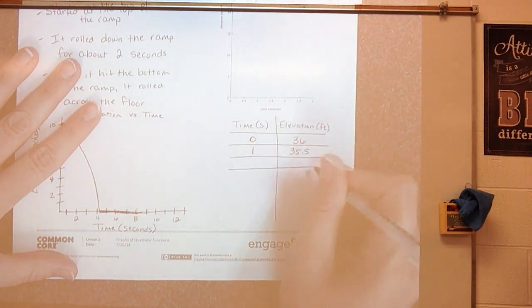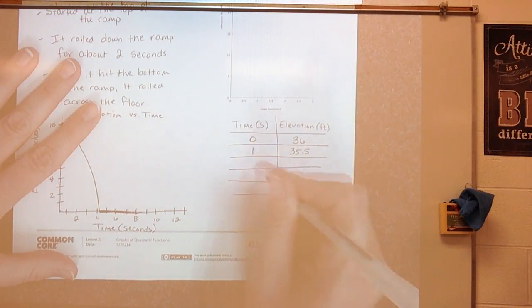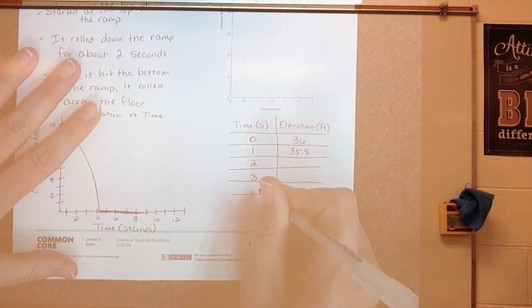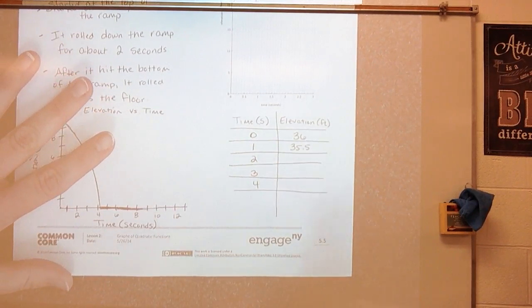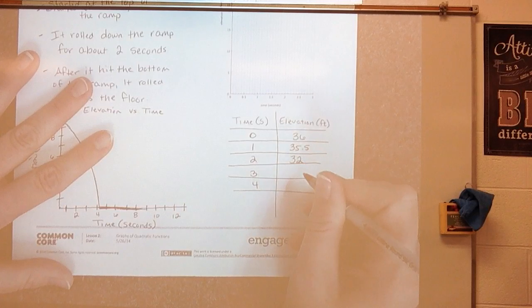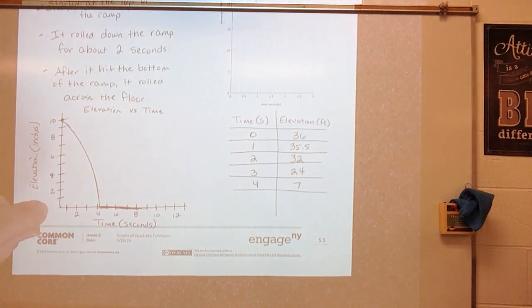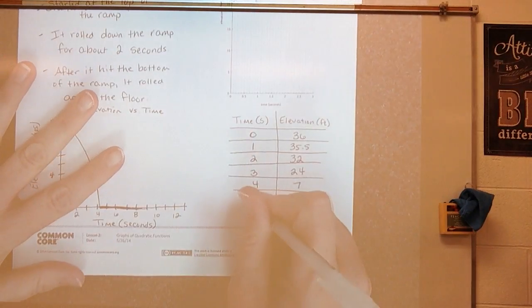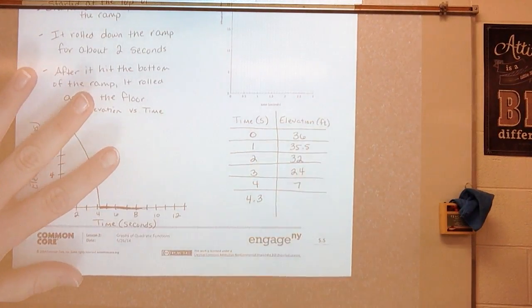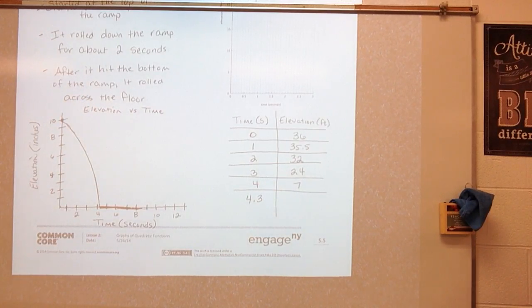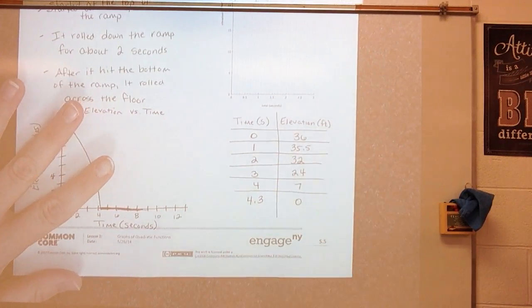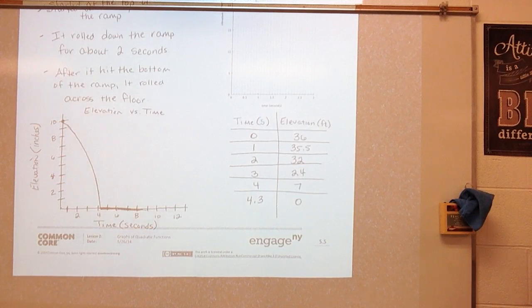So I'm going to give you some data here. At 2 seconds, he's about 32 feet. At 3 seconds, about 24 feet. And at about 4 seconds, he's about 7 feet. And it does not take him a full 5 seconds to get to the bottom. It only takes about 4.3 seconds for him to end his splash.